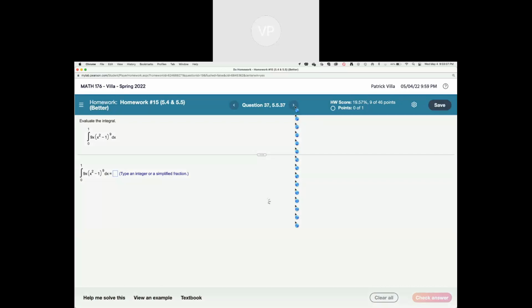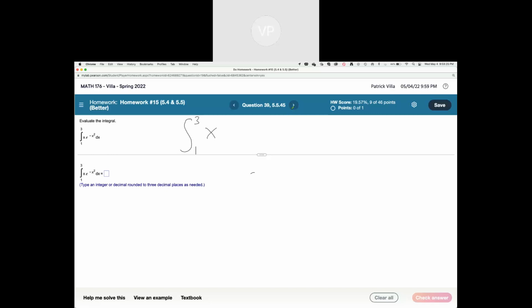Okay, let's look at number 39. All right, now the problems, as you see, they're going to get a little larger. They're going to draw on your previous knowledge, the stuff from this chapter, so you have to make sure you juggle this correctly. So we're integrating from 1 to 3 of x e to the negative x squared dx.